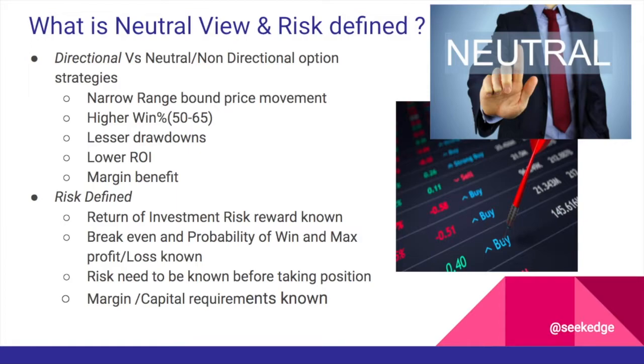Now risk defined, we already know. We're going to learn the iron condor today. So an iron condor is nothing but a risk defined strategy plus a non-directional strategy. It's a combination of both.